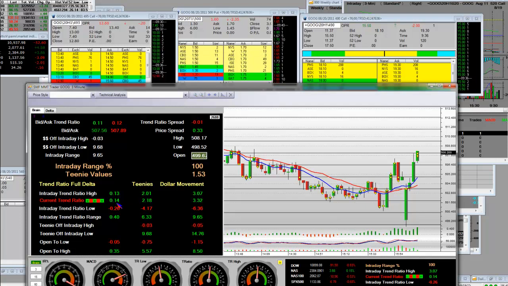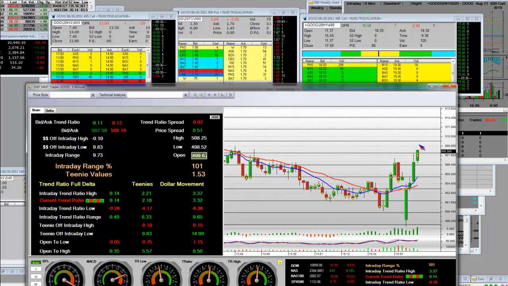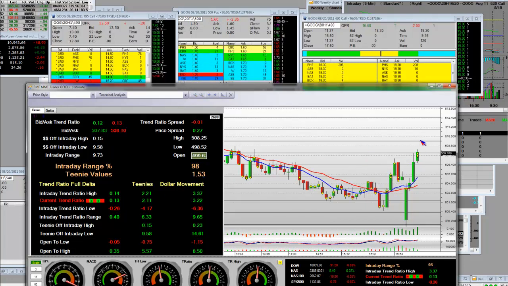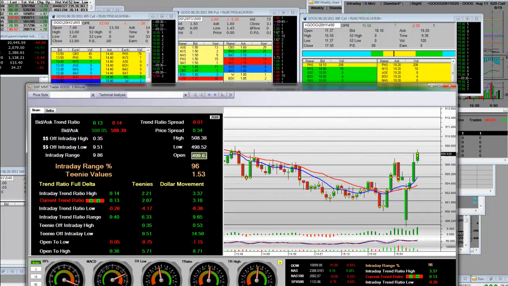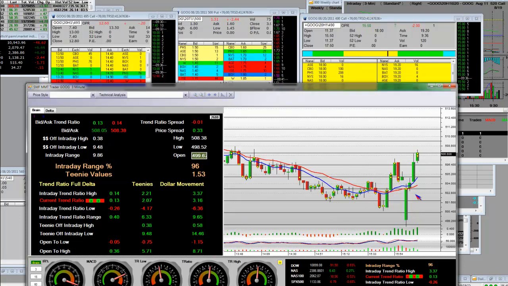If I break the ratio high, 14, look at it. Now watch this candle break out up to the next teeny at $1.53 per teeny. Live on the opening bell. Time is 6:41 a.m. Pacific Standard Time, 8/19/2011. Breakout. Left elbow today on the options expiration.